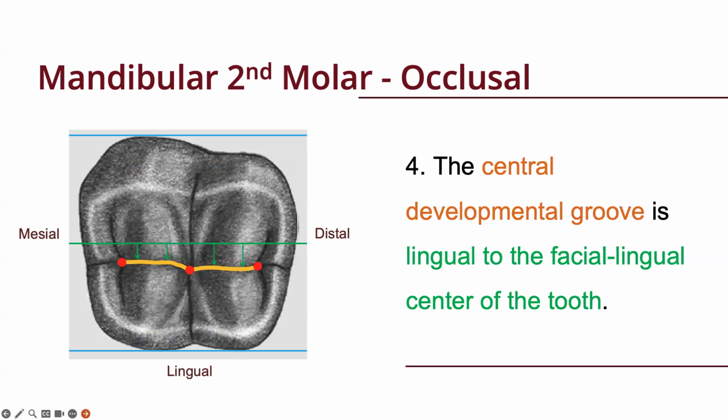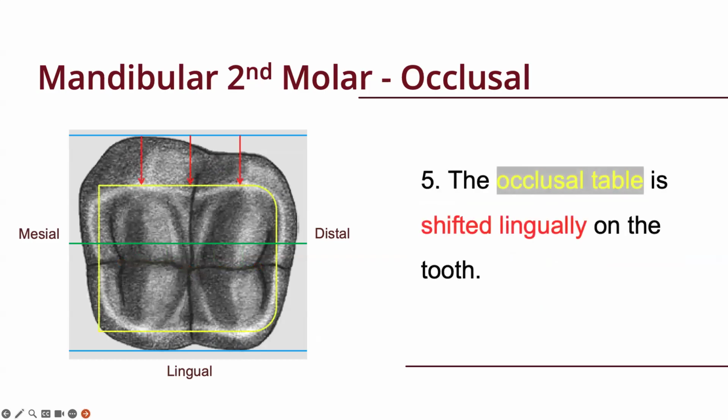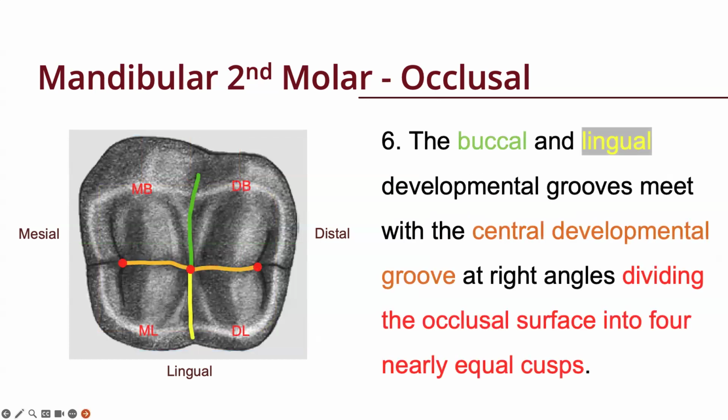The central developmental groove is lingual to the facial lingual center of the tooth. Here also, you can see the central pit, mesial pit, and distal pit, all offset to the lingual. The occlusal table is shifted lingually on the tooth. The buccal and lingual developmental grooves meet with the central developmental groove at right angles, dividing the occlusal surface into 4 nearly equal cusps.